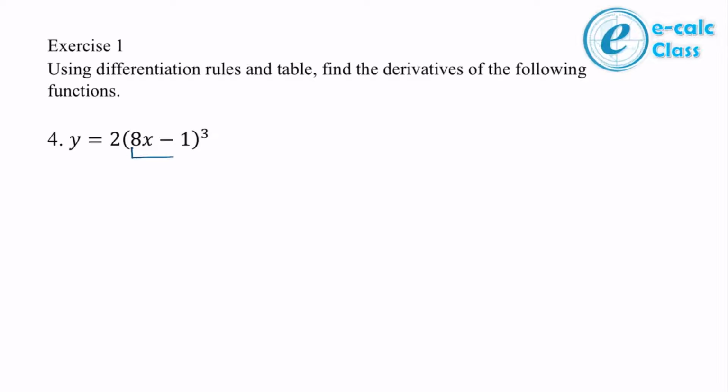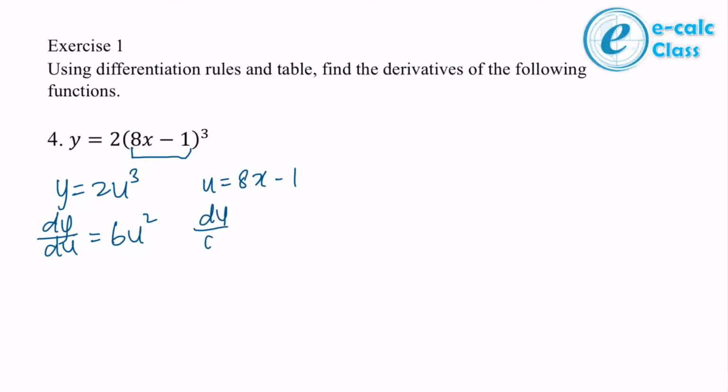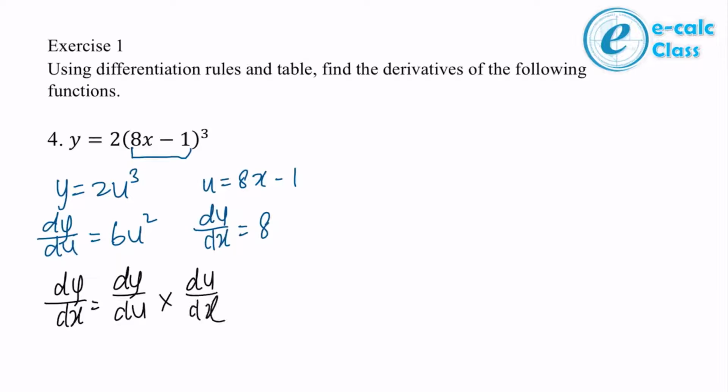For now, I will just let this piece be my u. So y equals 2u cubed, u will be 8x minus 1. Now it's very simple. dy/du. Make sure you know who your parameters are. Now it is dy/du, bring down the power, minus 1. du/dx will be 8. And now dy/dx equals dy/du times du/dx.